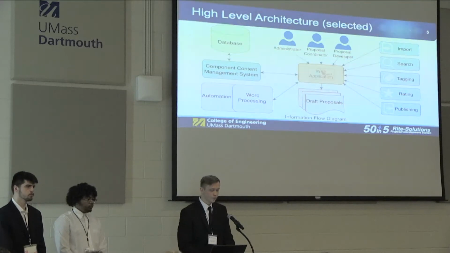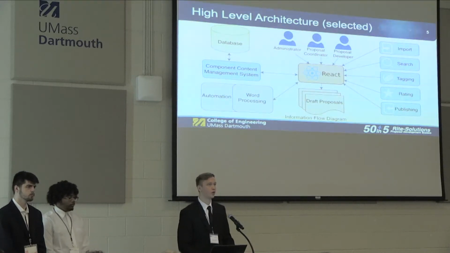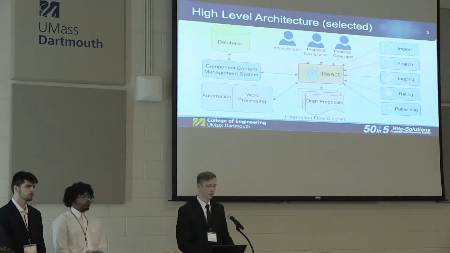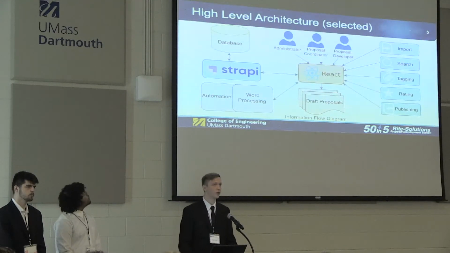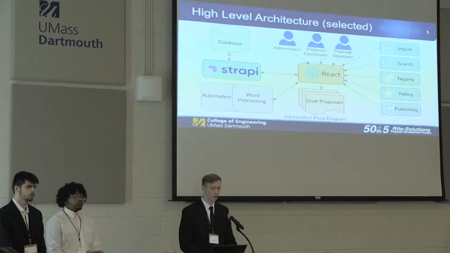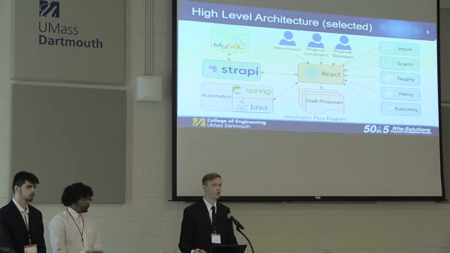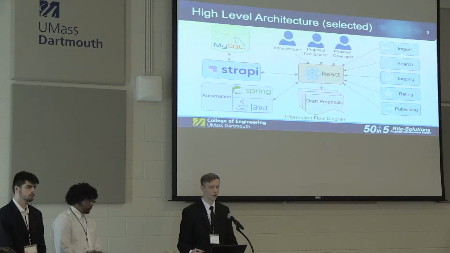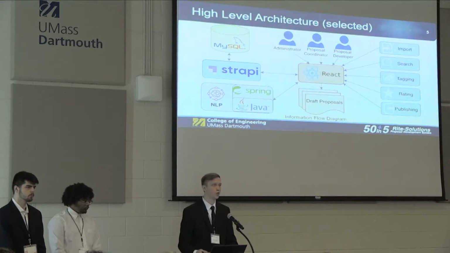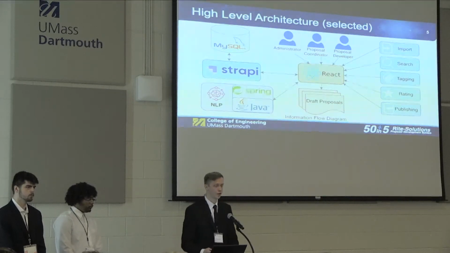So now we have the components, and here is what we're going to choose for them. For the front end, we decided to choose React. For the component content management system, it is Strapi. For the database, MySQL. For the word processing, we utilize Spring Boot to run our server with a Java library on the backend. And for automation, we use natural language processing.